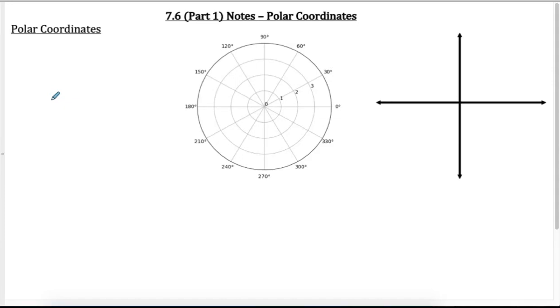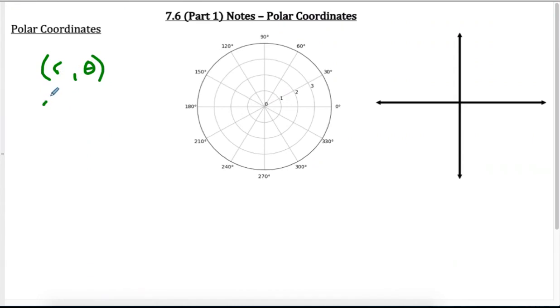All right, in 7.6, we're going to take a look at polar graphs. In this first part, we're just going to look at polar coordinates. Now, a polar coordinate is just another way to express a point on a graph. Normally, we would express a point using an x-coordinate and a y-coordinate, but in the polar graphing system, we are given an r value and a theta.